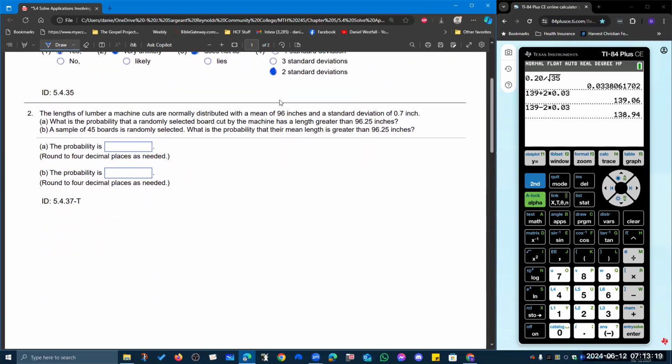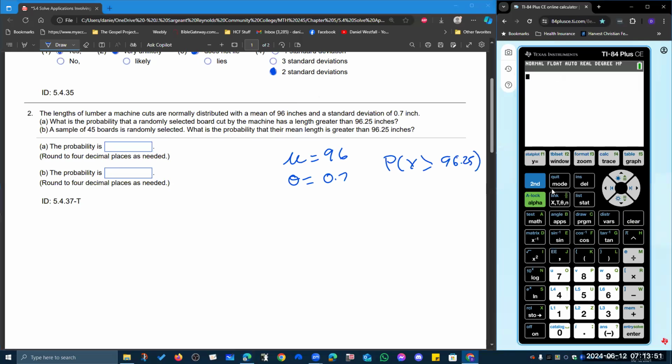Let's see what's going to happen here. The lengths of lumber a machine cuts are normally distributed with a mean of 96 inches and a standard deviation of 0.7 of an inch. What is the probability that a randomly selected board cut by the machine has a length greater than 96.25 inches? So we're going to do this with technology.